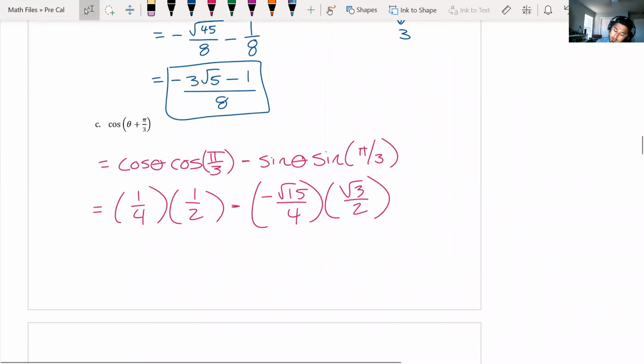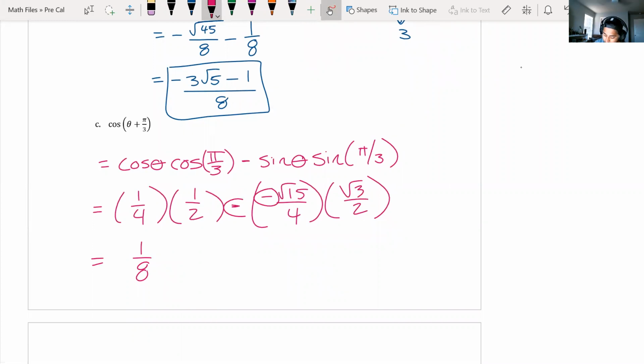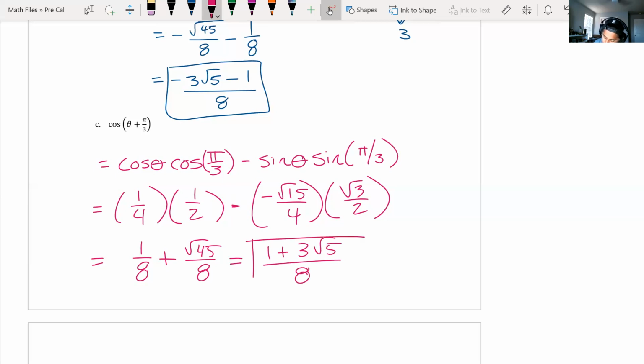Put it together and you get 1/8. And look at that, minus, minus, so we're going to have plus. And we know you'll get square root of 45, which becomes 3 square root 5. Put these together and you get 1 plus 3 square root 5 over 8. Done and done.